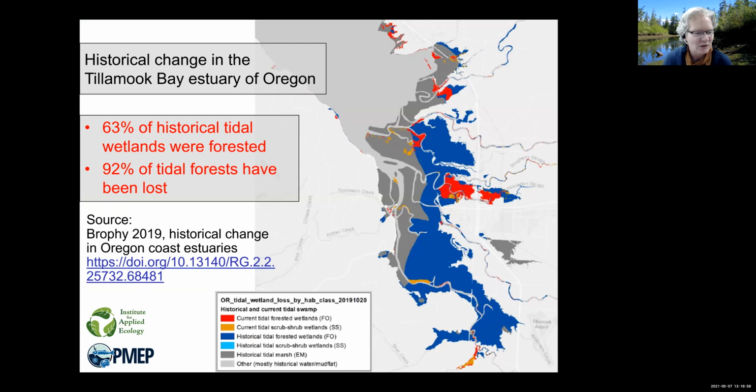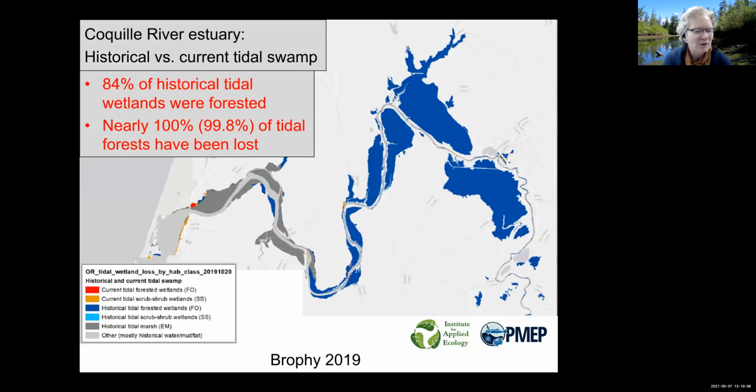In Tillamook, 63% of the tidal wetlands historically were forested, but 92% of those have been lost. In the Coquille, which is the most extreme case, 84% of our historical tidal wetlands were forested, and almost 100% of those have been lost.